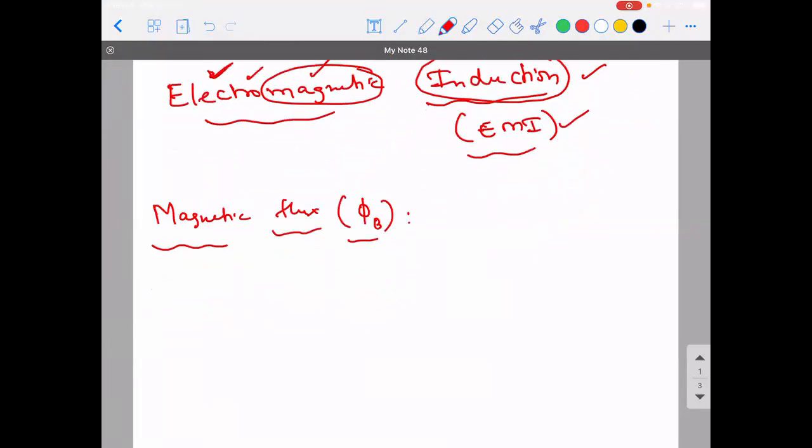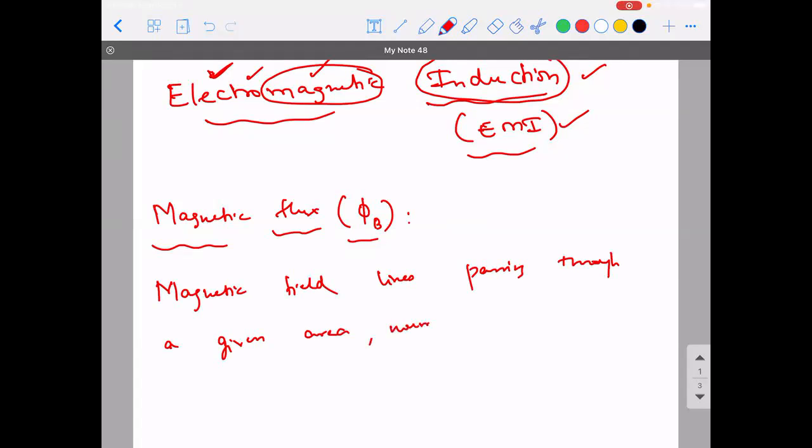I'm sure you guys can define this very well. It is something similar to electric flux. So, what does magnetic flux mean? The amount of magnetic field lines passing through a particular area. So it is the number of magnetic field lines passing through a given area, and how should it pass? Magnetic field lines should pass normal to it. This word is important, right?